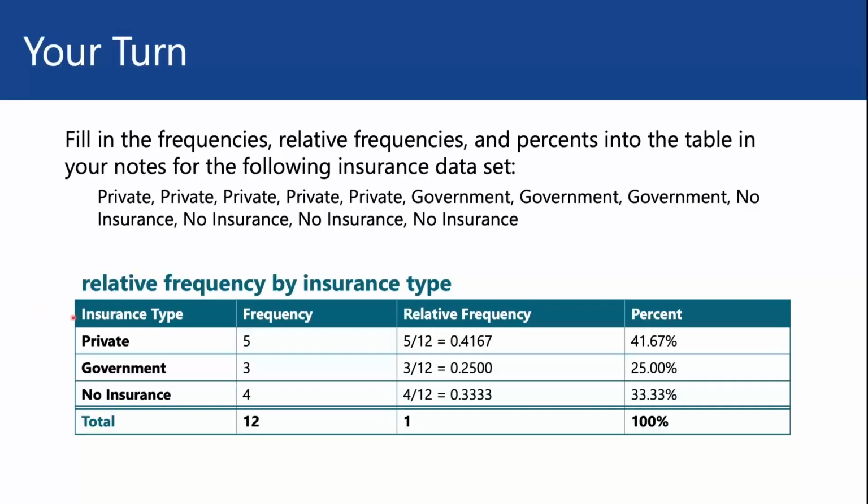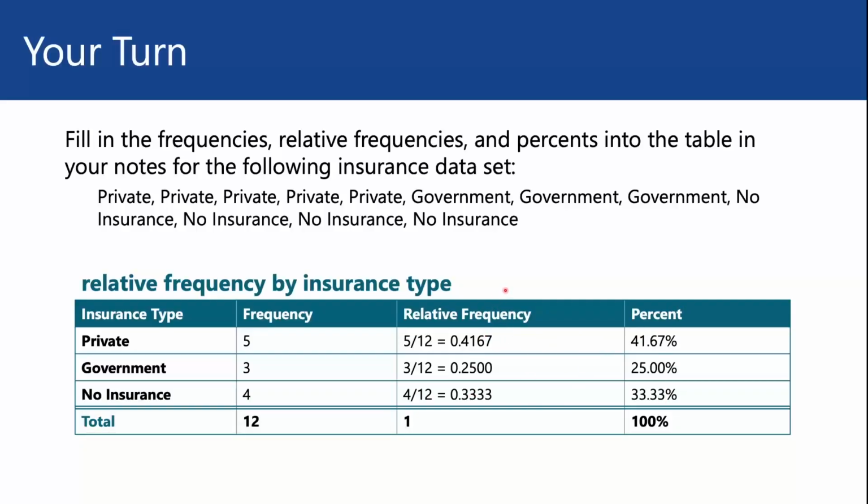So I've gone ahead and filled this in here. Our data set had observations just listed out with commas in between. So we had 5 private, we had 3 government, and we had 4 no insurance. Total of 12 observations in the full data set. I calculated the relative frequency using that 12 as the denominator, and then I took these numbers and converted them into a percent.